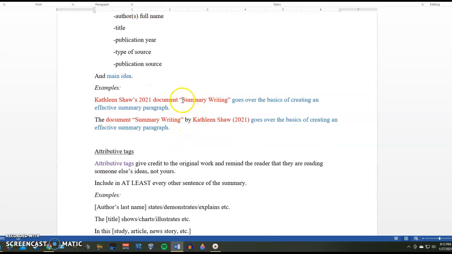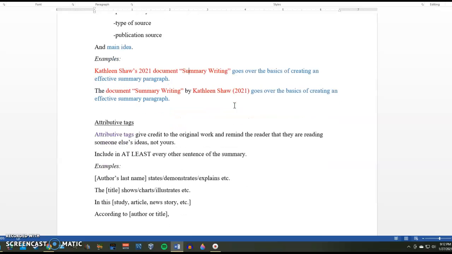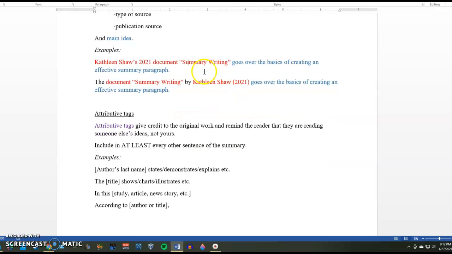One thing that you might notice here is that because the type of document I have is an article, I put it in quotation marks. If this were from a magazine, let's say I'd written this for the New York Times, which I absolutely did not, I would put that in italics. Just a little reminder there.